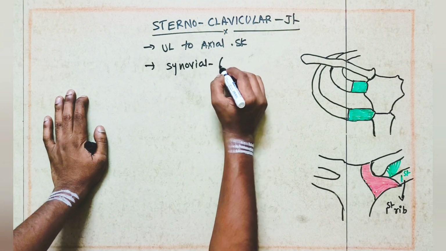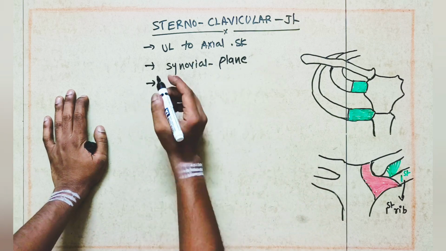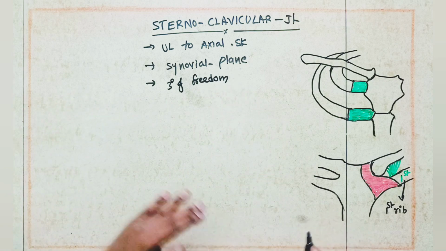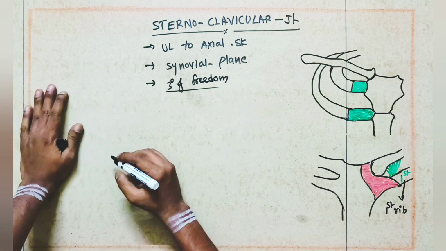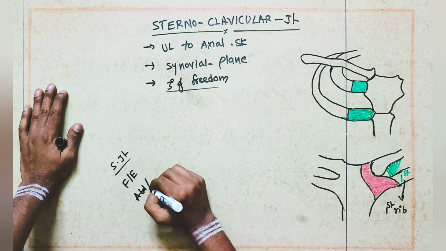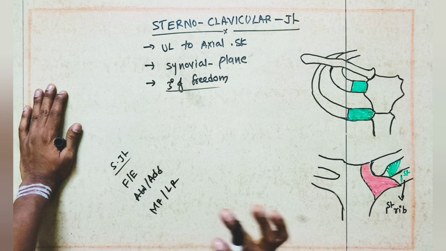It is a plain synovial joint, so this joint has 3 degrees of freedom. What does 3 degrees of freedom mean? Suppose you take the shoulder joint. Here we have flexion and extension, abduction and adduction, and medial rotation and lateral rotation. Total 6 movements are there.